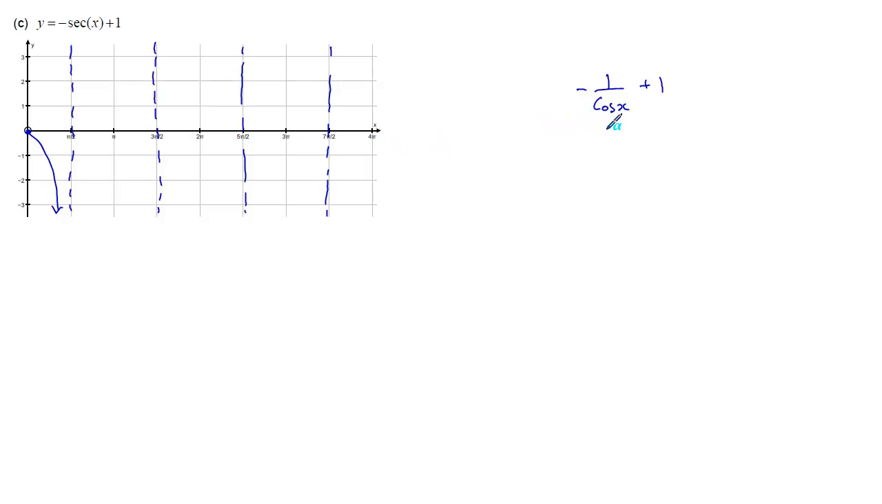Now, cos of pi is negative 1, so we'll have negative 1 over negative 1, which is 1, add 1, which is 2. So we know the shape of sec, so we know it's going to do that. And then clearly the next one is going to be here. And then the graph just starts to repeat itself. So we're going to go to 2 here. And we'll be at 0 just there.